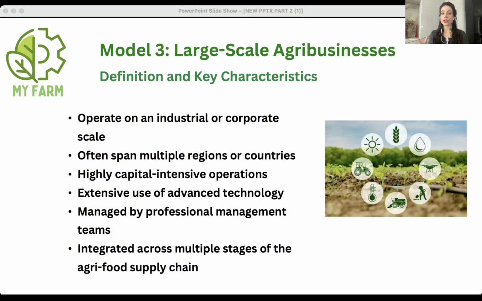Now we can continue with large-scale agribusinesses. In terms of its definition, large-scale agribusinesses are agricultural enterprises that operate on an industrial or corporate scale, often spanning multiple regions or countries. They are typically characterized by high levels of capitalization, advanced technology use, professionalized management, and integration across several stages of the agri-food supply chain.